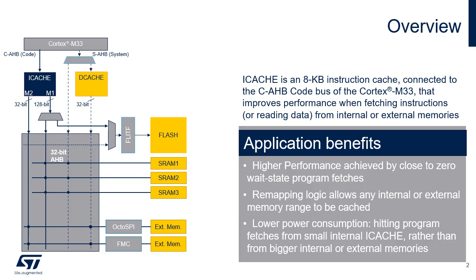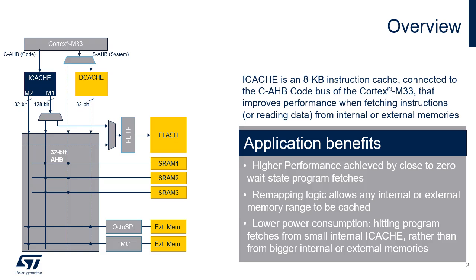The remapping logic allows 4 internal or external memory ranges to be cached by defining for them an alias address in the code section in range 0x0 to 0x1FFF. The instruction cache reduces the consumption of the microcontroller by accessing instructions and data in the internal ICACHE rather than from the larger, more power-consuming main memories.